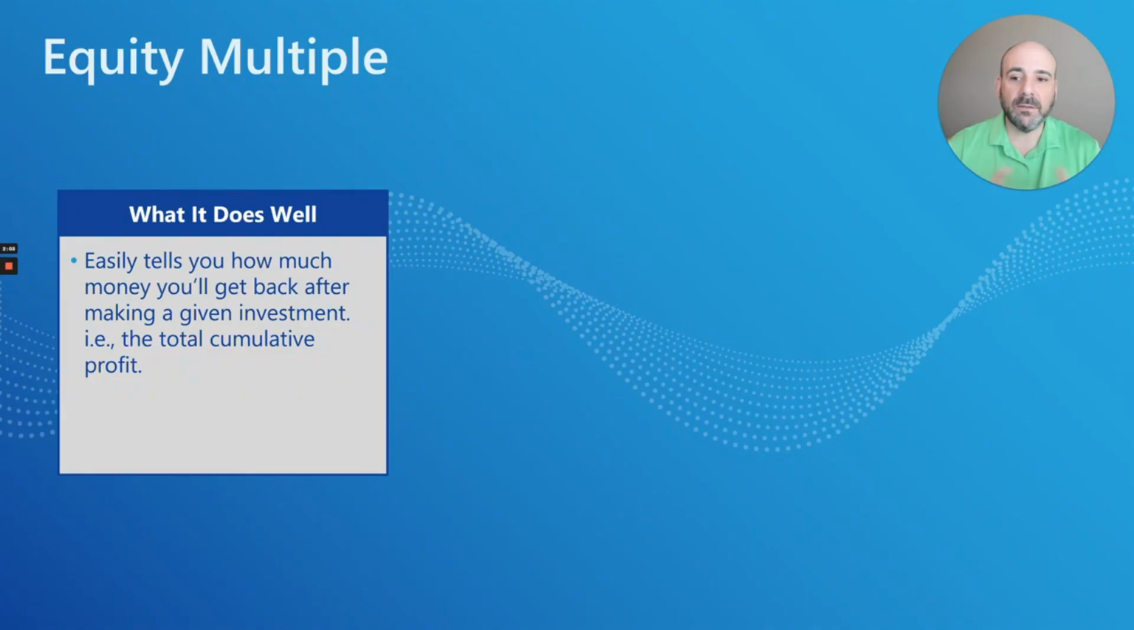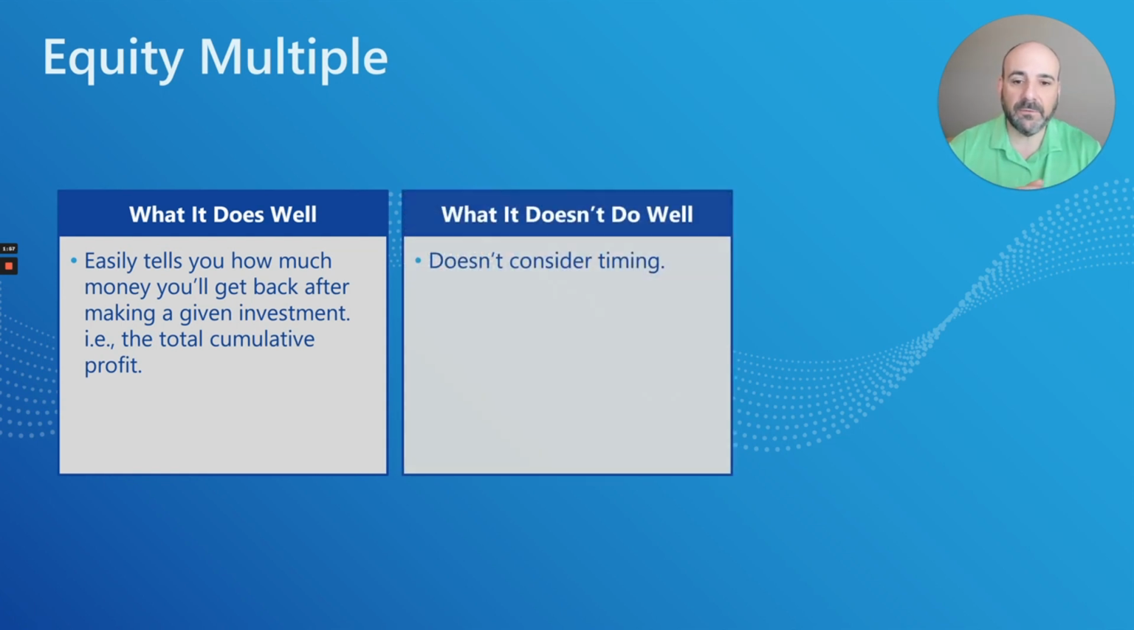So what does it do well? Well, it's very easy to use. It tells you how much money you'll get back after an investment. So that's pretty straightforward. Again, with this one, it doesn't take timing into account. So whether you get the money in a year or in 6 years, it really doesn't matter when it comes to this metric. So, it's got some cons, but it's something that is easy to understand, which is valuable.